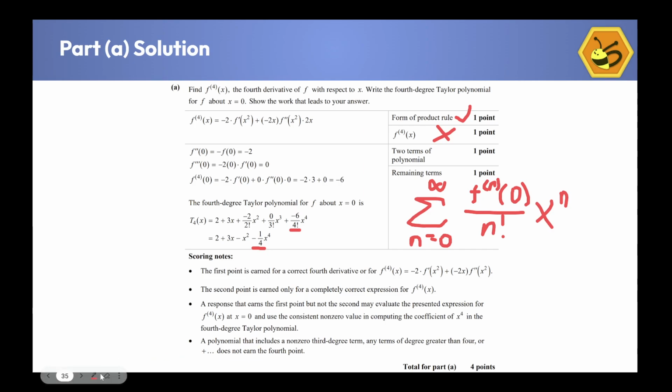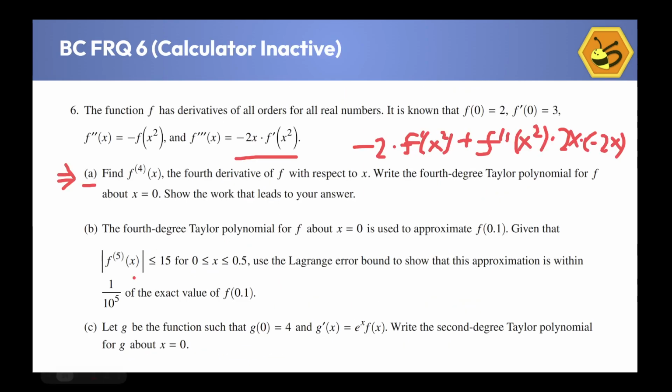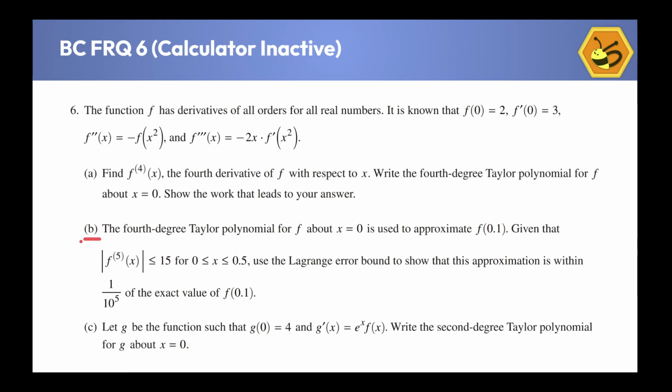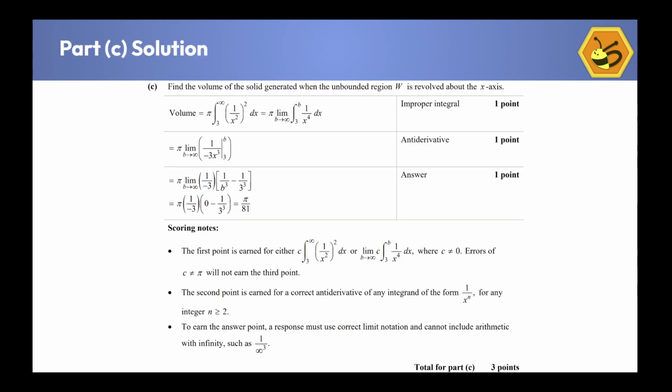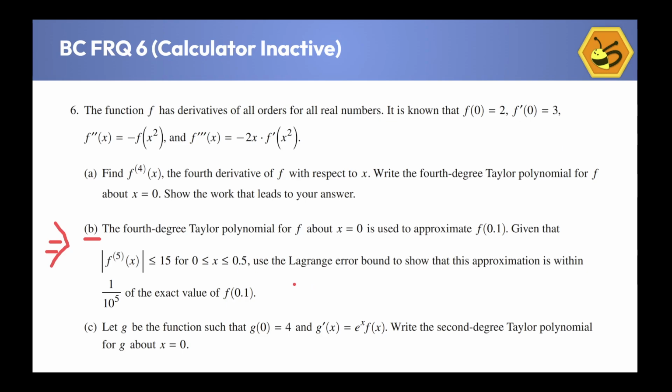Let's take a look at part B now. Part B: The fourth degree Taylor polynomial for f about x equals 0 is used to approximate f(0.1). Given that the fifth derivative of f is smaller than or equal to 15 between 0 and 0.5, use the Lagrange error bound to show that this approximation is within 1 over 10 to the power 5 of the exact value. This is a classic question using the error bound. Let's try this out.